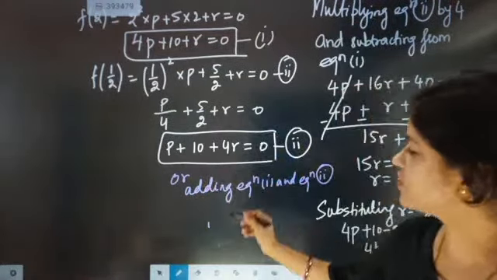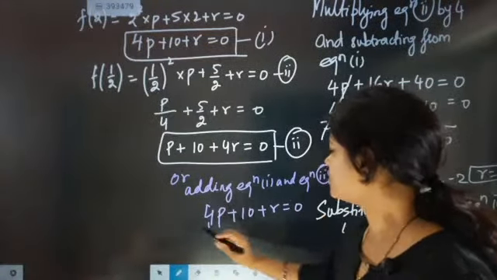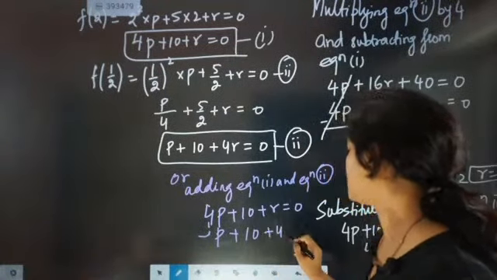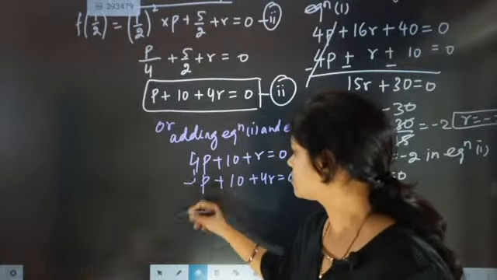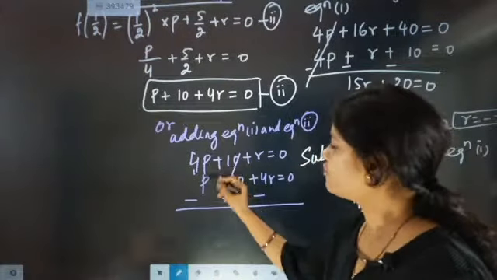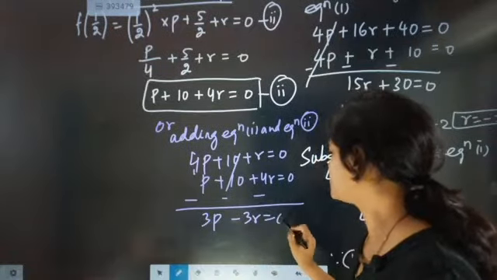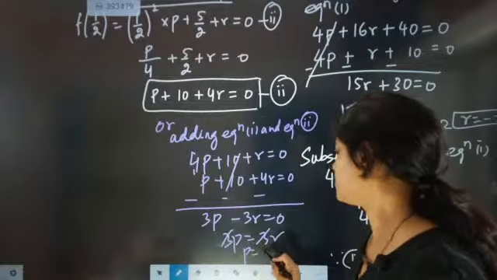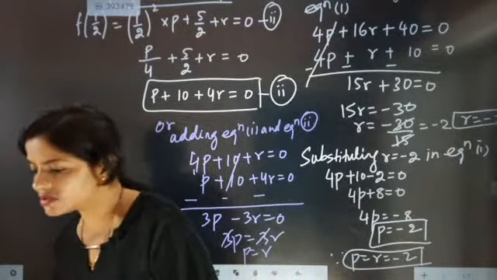So let's subtract. 4p plus 10 plus r equal to 0, and here p plus 10 plus 4r equal to 0. Once you subtract, this part will become 0. Here 4p minus p will become 3p, and here it will become minus 3r equal to 0. So you can write 3p equal to 3r, cancel, p is also equal to r. So without multiplication also you can do it like this.